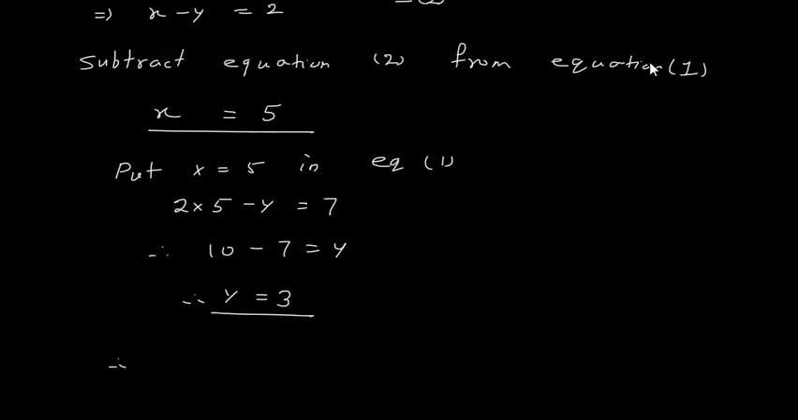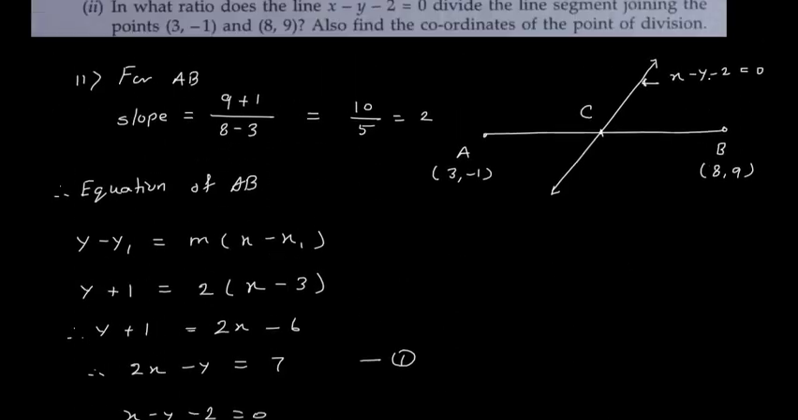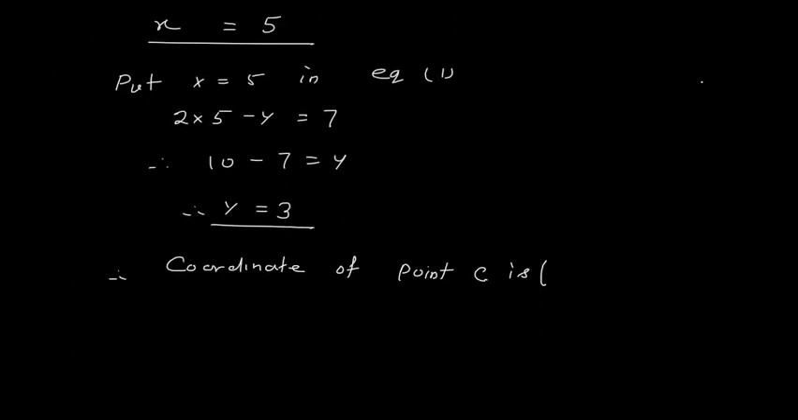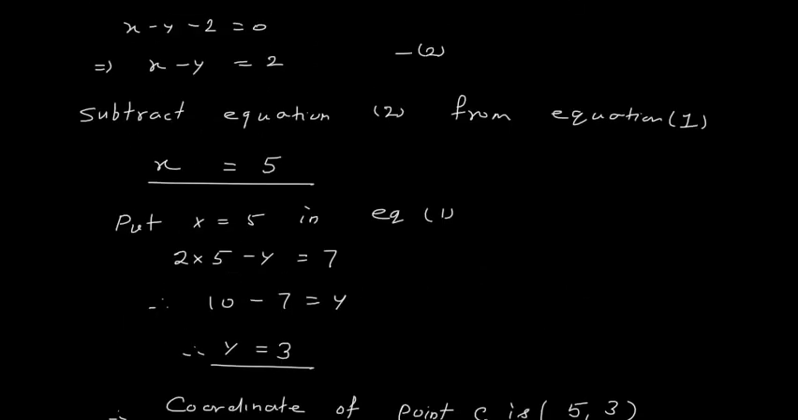Therefore I will say that the coordinate of point C is (5, 3). Okay, this is the coordinate of point C, right?